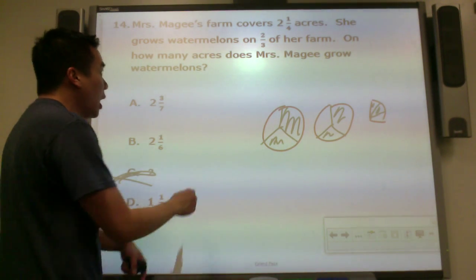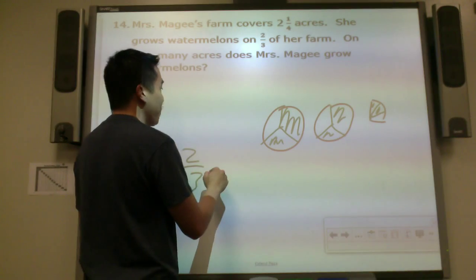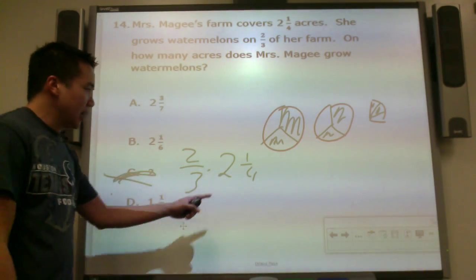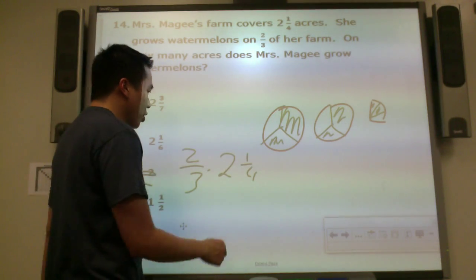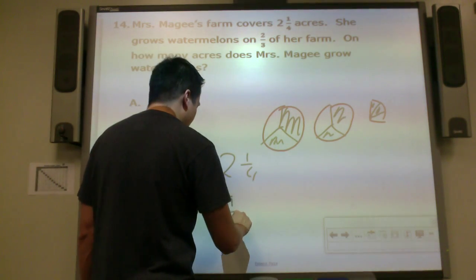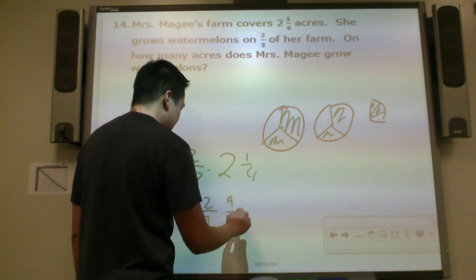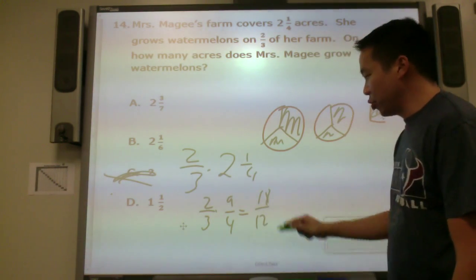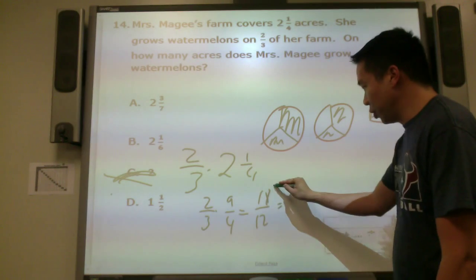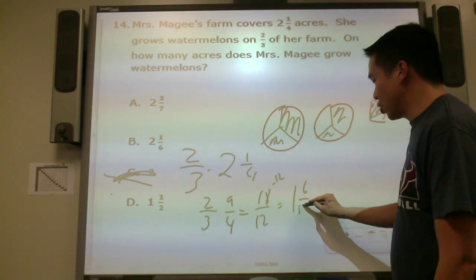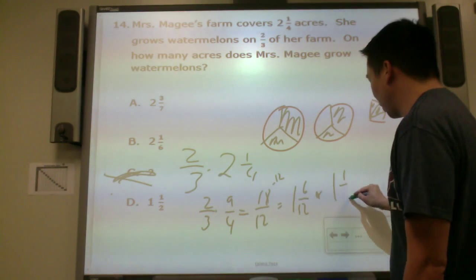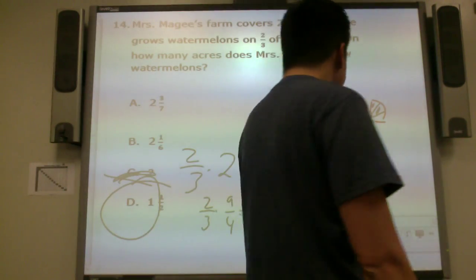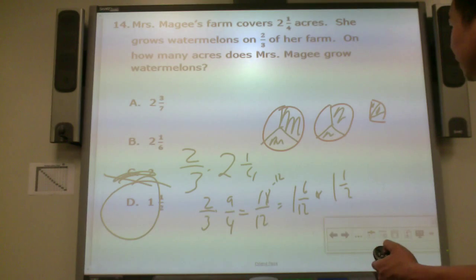You know what? I'm going to multiply them mathematically. What's 2/3 of 2 1/4? Is there another way to rename this mixed number? 9/4. 2/3 times 9/4 is 18/12. How many groups of 12 go into 18? 1 group. That's 1 6/12, which simplifies to 1 1/2. D is the only one that shows a 1 whole. Next one.